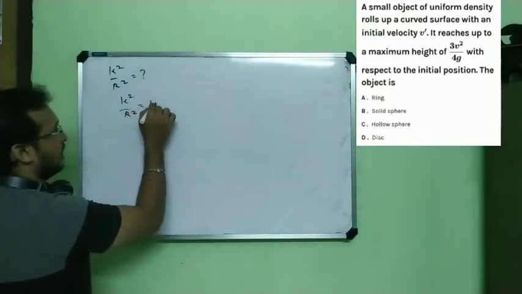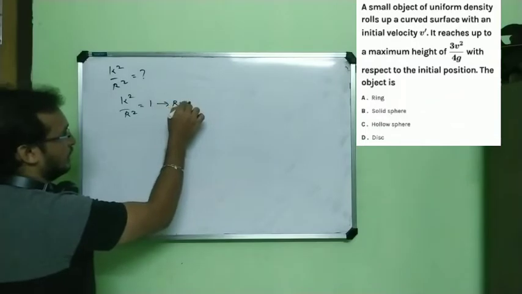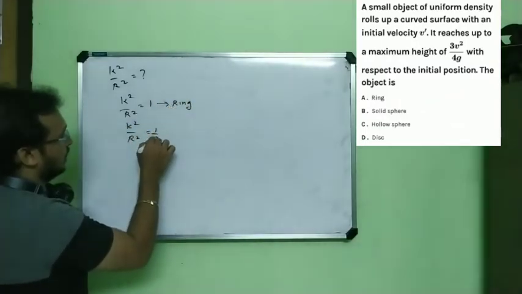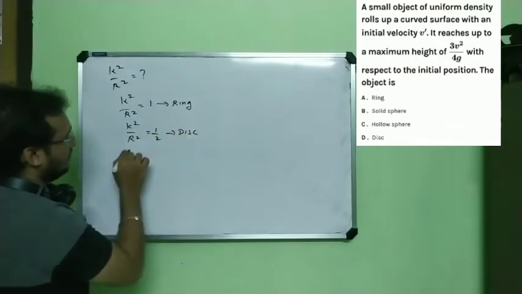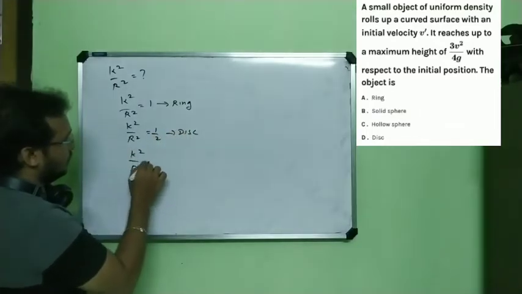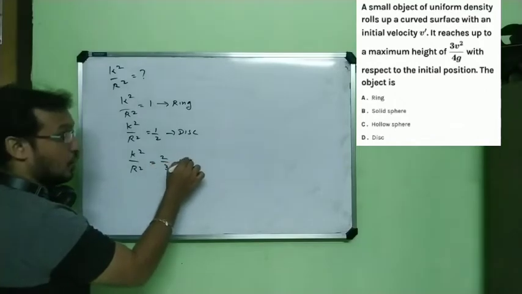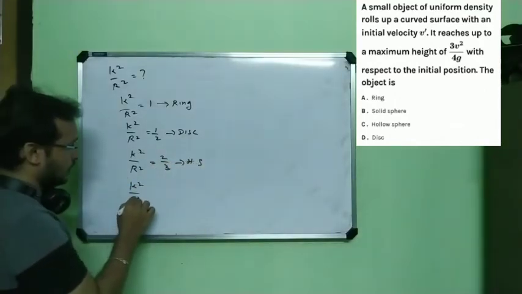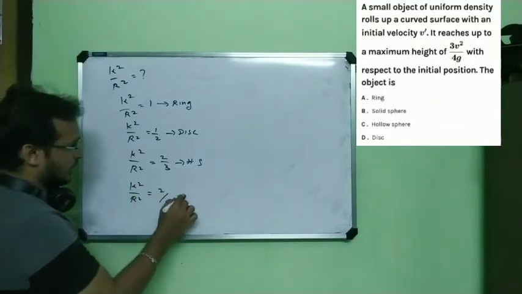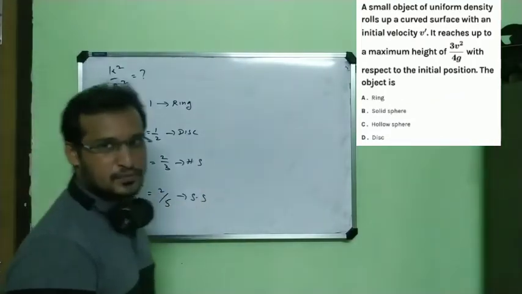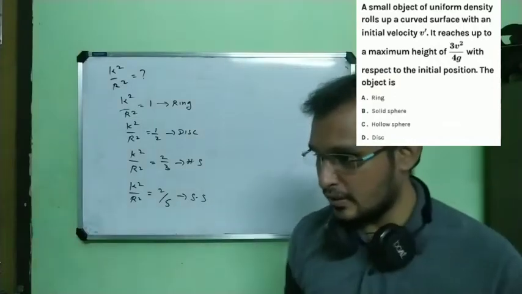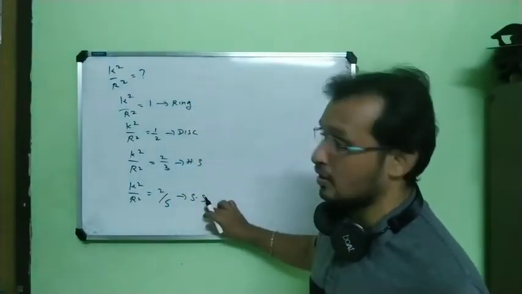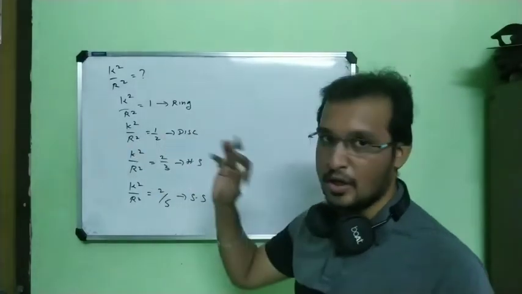K square by r square equals 1 if the object is a ring. K square by r square equals 1 by 2 if it is a disk. Its value equals 2 by 3 in case of a hollow sphere, and k square by r square equals 2 by 5 in case of a solid sphere. Learn at least these 4 things by heart. Because 4 options are given, ring, disk, hollow sphere, solid sphere, we have to find the value of k square by r square.